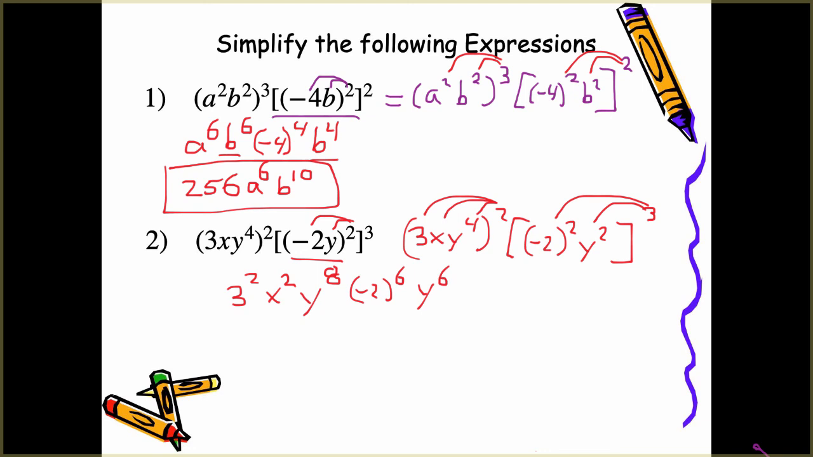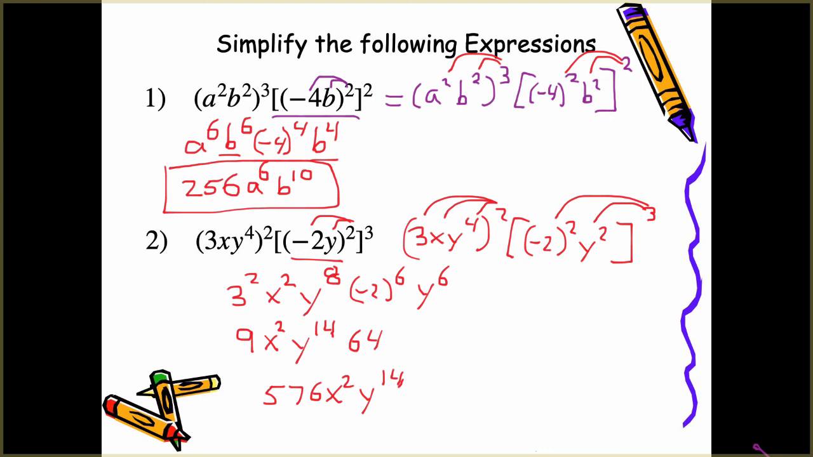Now I'm going to take my numbers and work with them first. We have 3 squared, which is 9. Only one part of our expression has an x in it, so we have x squared. We have y to the 8th and y to the 6th, which is y to the 14th, because we add them together since we have the same base. And negative 2 to the 6th, if you do this on your calculator, is 64. We're going to multiply our two numbers together, 9 times 64, and we get 576 x squared y to the 14th.